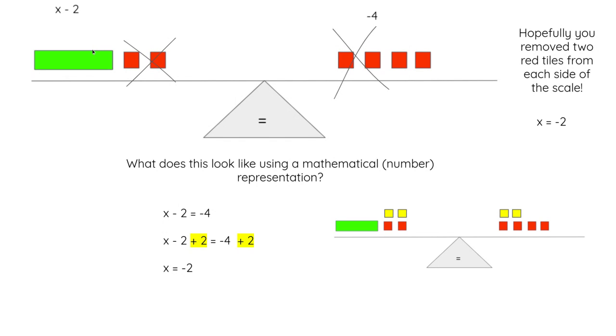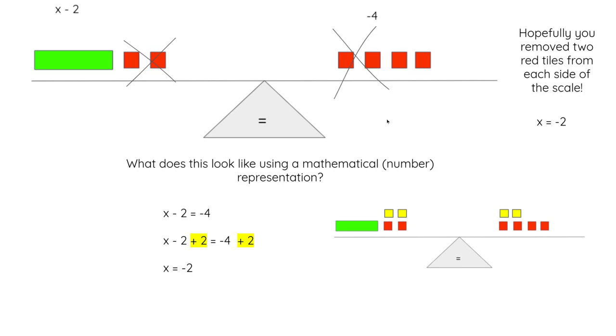other tiles beside it. Hopefully you were able to figure out that you needed to remove two -1 tiles or two red tiles from each side to keep the equation in balance and to be able to model x equals -2. And if you substitute -2 back in for x, that kind of makes sense. If you start with -2, you take away 2 more, you would end up with -4.